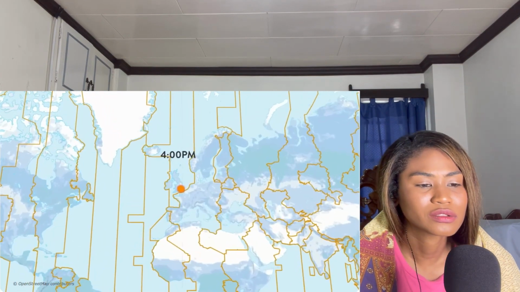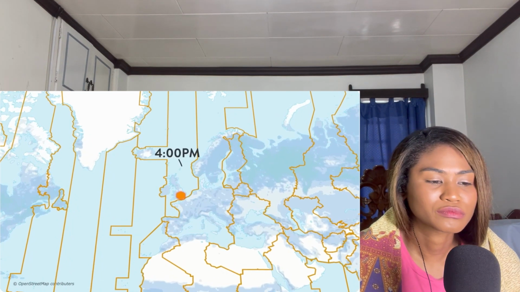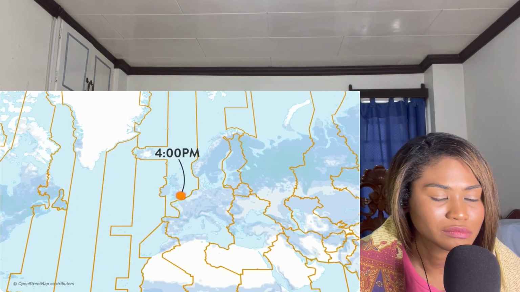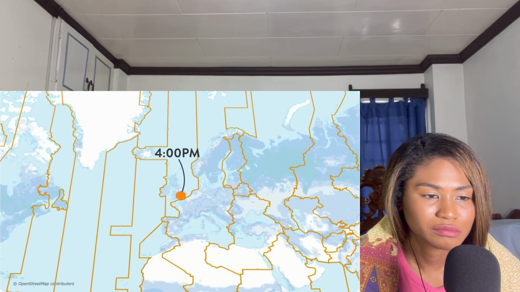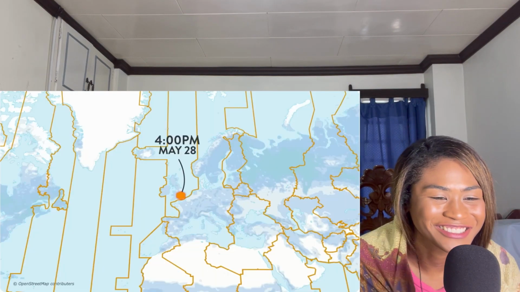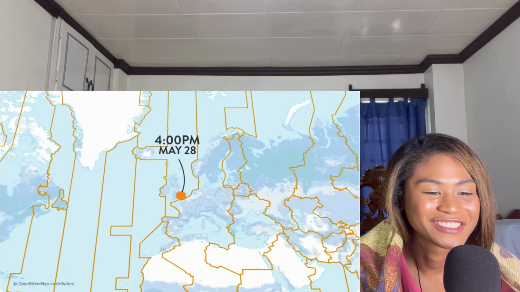Imagine it's 4 p.m. in Greenwich, England, right here at this Royal Observatory. It is 4 p.m. GMT on May 28th. If anyone wants to send me a birthday gift, May 28th. Sitting, chilling in the Royal Observatory, which I've never actually been to. I need to go to the Royal Observatory. I'm going to do that this year, next year, at some point.